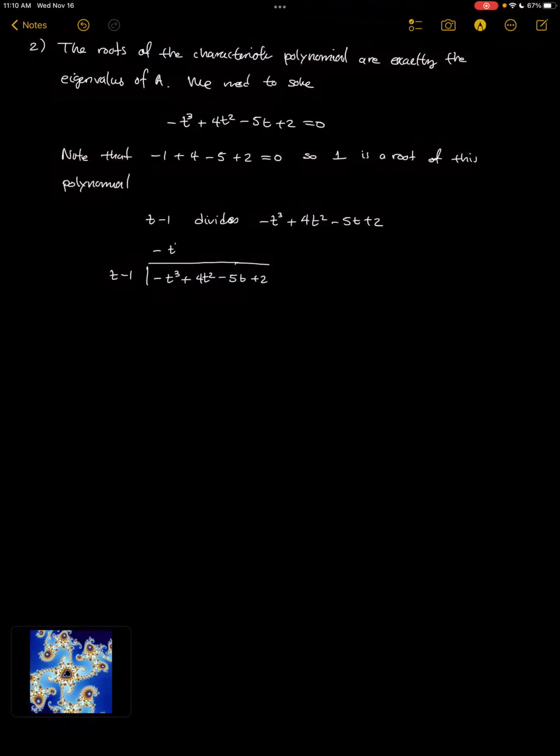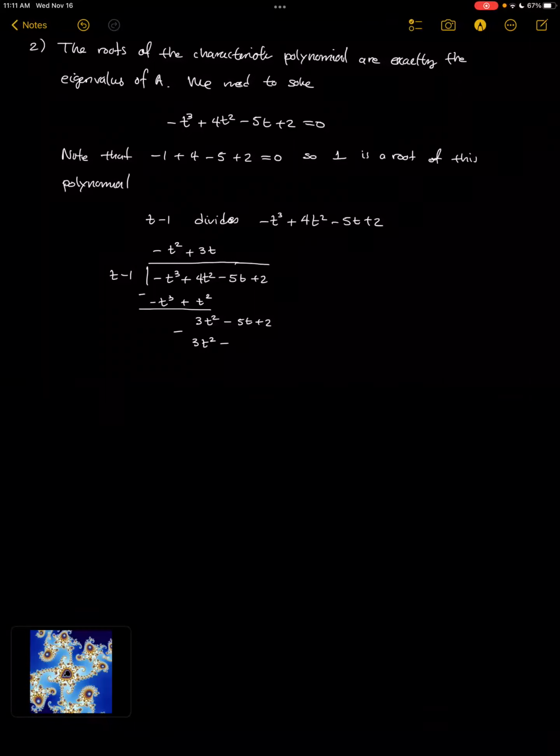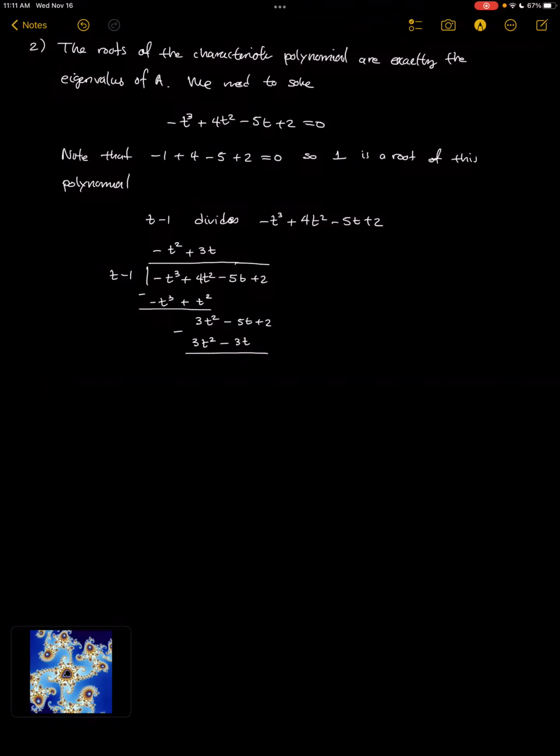So negative t squared, and we will subtract negative t cubed plus t squared, and this results in 3t squared minus 5t plus 2. So I will use plus 3t. Now we'll subtract 3t squared minus 3t. This will result in negative 2t plus 2. Which now is just negative 2 that I need here. So negative 2t plus 2 and the remainder of 0.